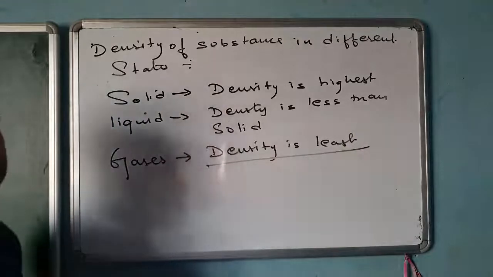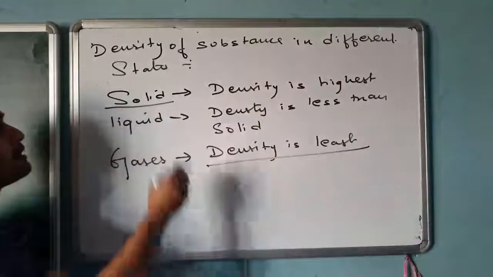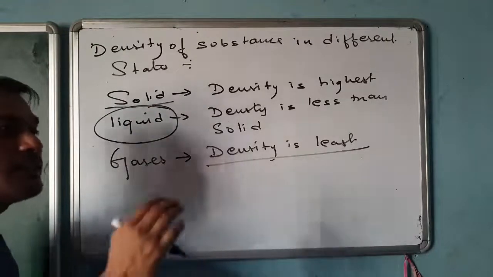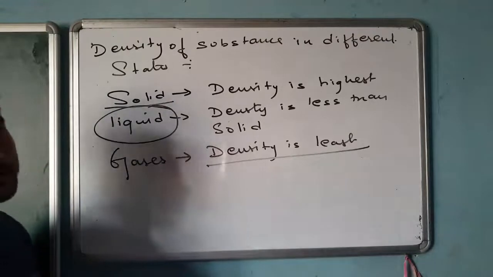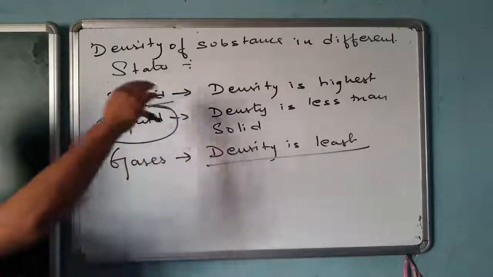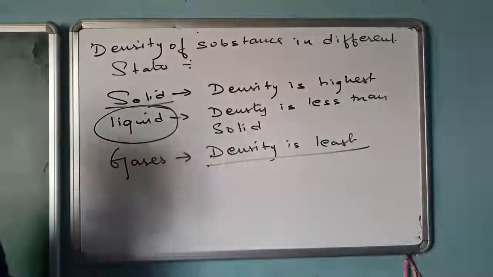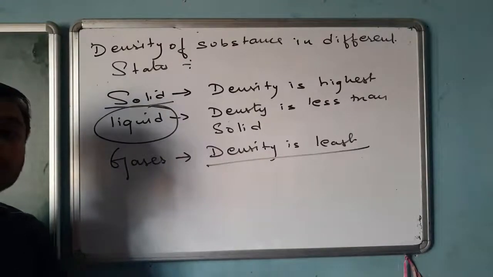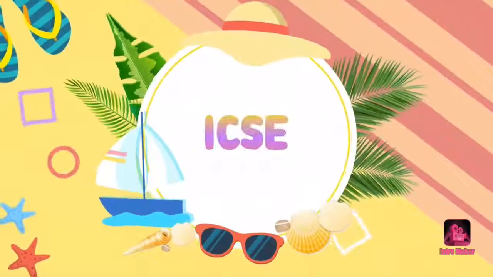Gases have a least density. They are very, very less dense. Whereas if you talk about solid, they are highly dense. But the liquid always will have a density lesser than that of solid, but the density will be higher than that of gases. So this clearly implies that the density is not equally distributed in every state of matter. The density is different for the different states of matter.